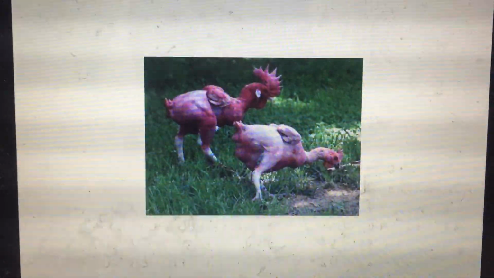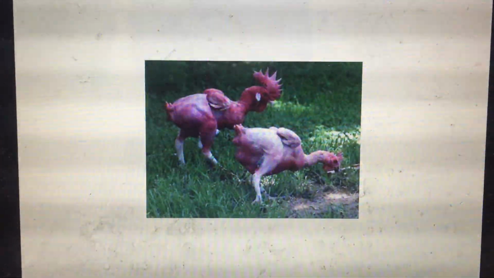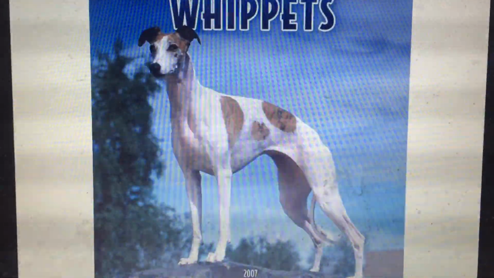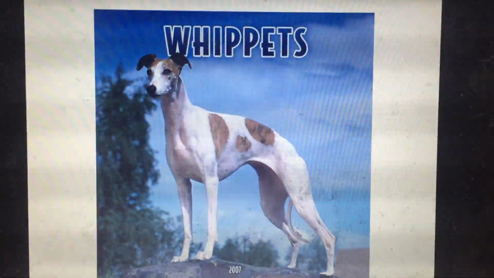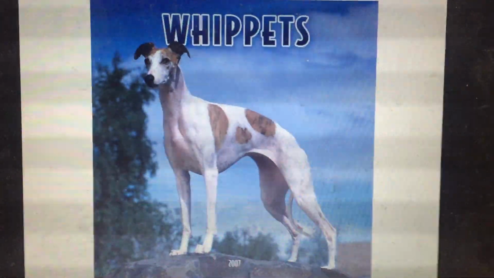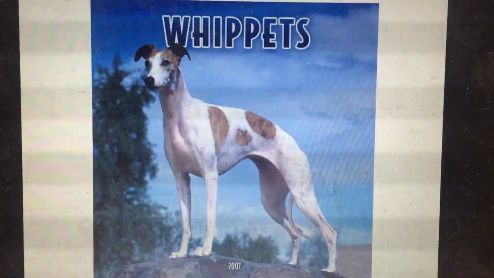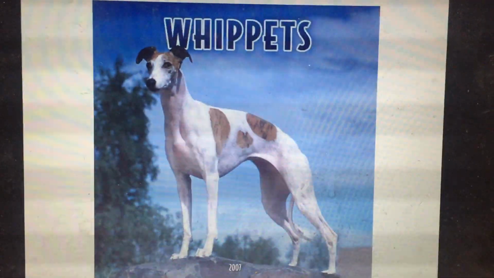These are chickens with myostatin deficiency. Again, they're very muscular chickens. This is how a normal whippet would look. So this is a dog that looks like a miniature greyhound. It's a very fast and lean dog.